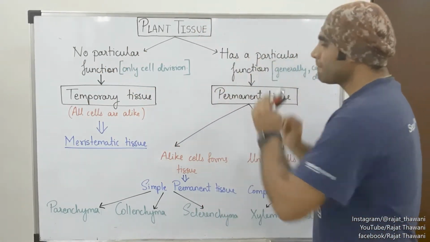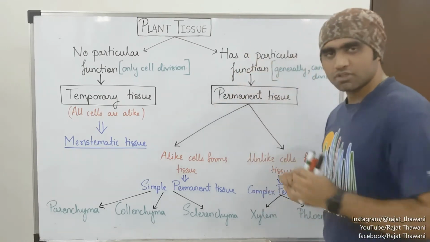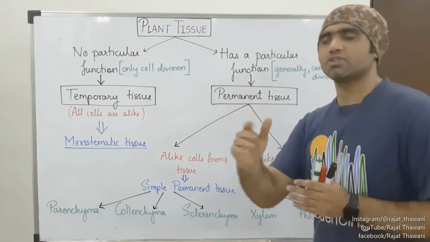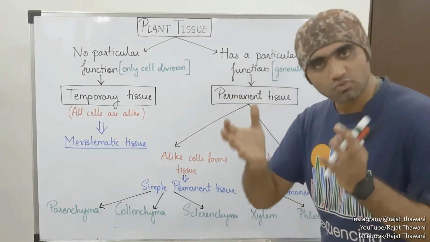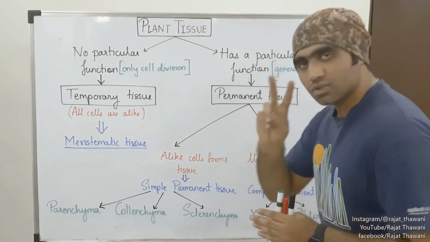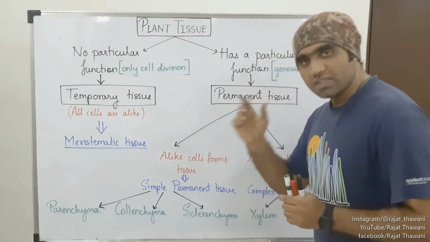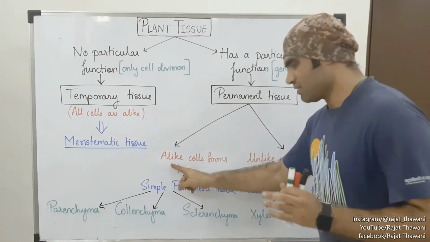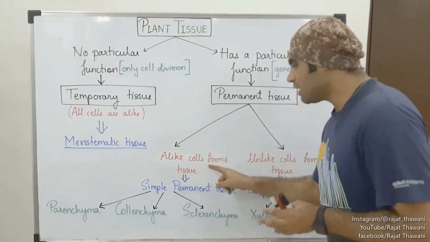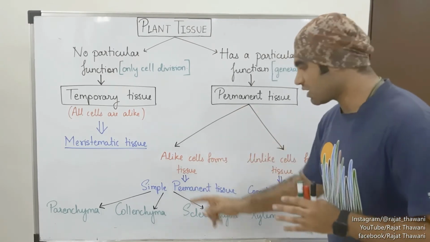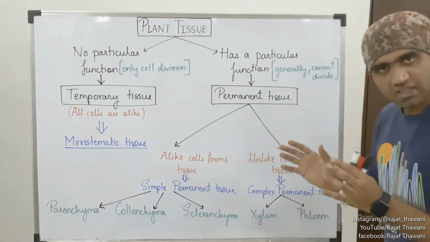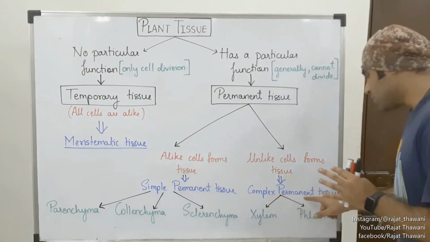However, when I talk about the bunch of tissues having particular function which cannot divide generally, they are called as permanent tissue, as they have a permanent function. Maybe function of photosynthesis, maybe function of storage of water, storage of food, etc. Okay, so in permanent tissue you observe that there are two types of tissues again. One type of tissue shows all the cells which are similar or alike. Another type of tissues show unlike cells or dissimilar cells. So all alike cells when present forming a tissue, they are called as simple permanent tissue. On the other hand, when unlike cells come together and form a tissue, that is called as complex permanent tissue.